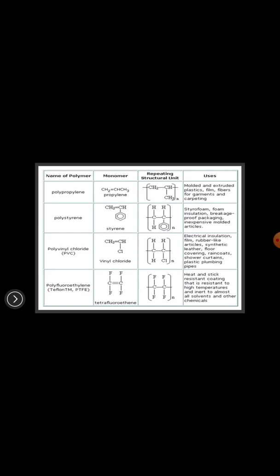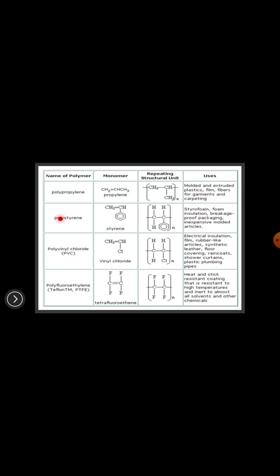We are going to understand the first name of polymer is polypropylene, and the propylene is the monomer, means the repeating constructional unit. The double bond now is shown in this way, that this is the site for the linkage with others monomers. The important uses of polypropylene are molded and extruded plastics, film, fibers for garments and carpeting. These are the uses of polypropylene.